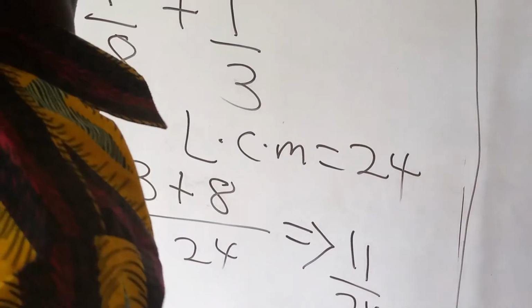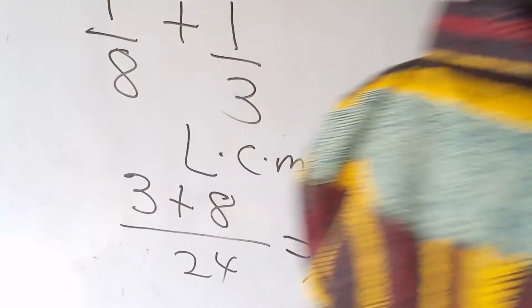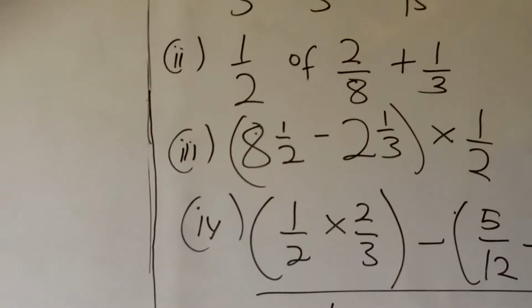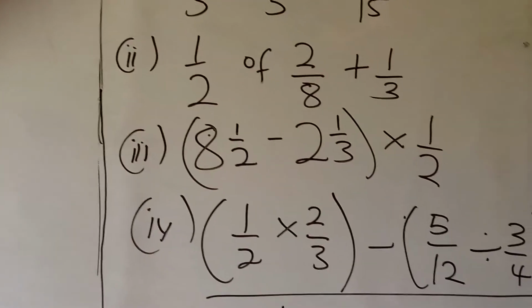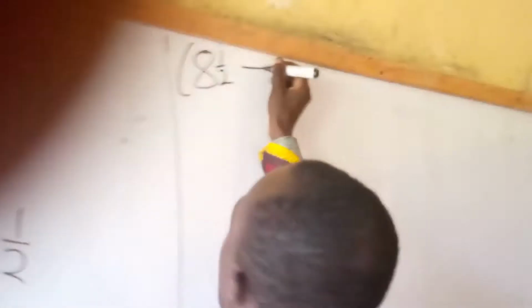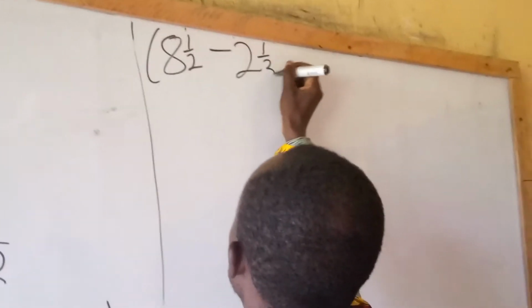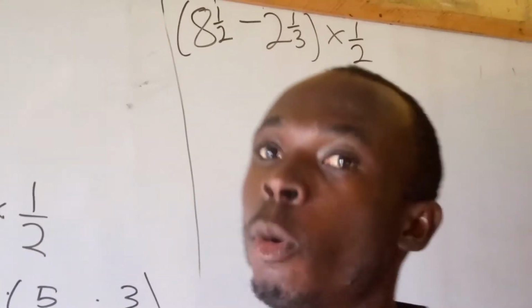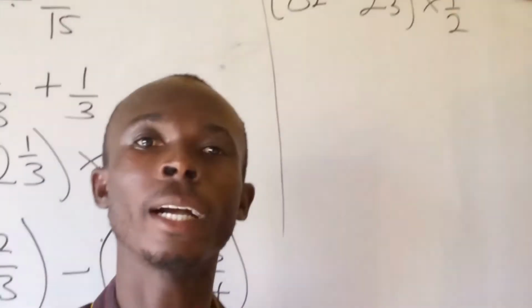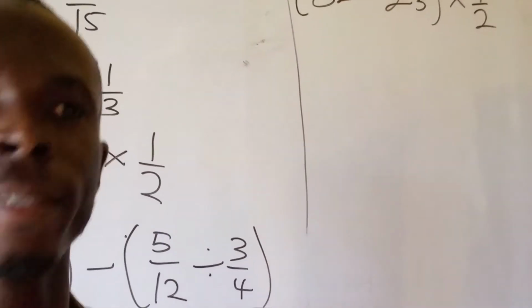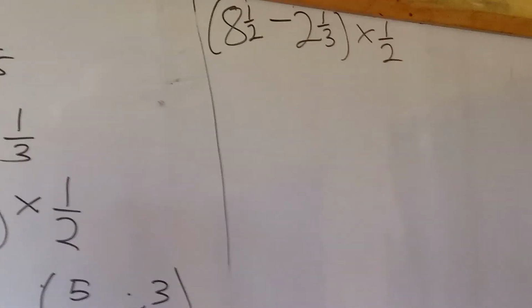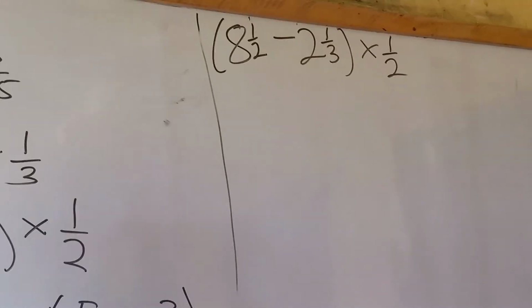Let's move on to question 3, the third question. We have 8 whole number 1 over 2 minus 2 whole number 1 over 3 times 1 over 2. And in BODMAS, they are saying bracket first. But this question we are having brackets. So you start from your brackets.